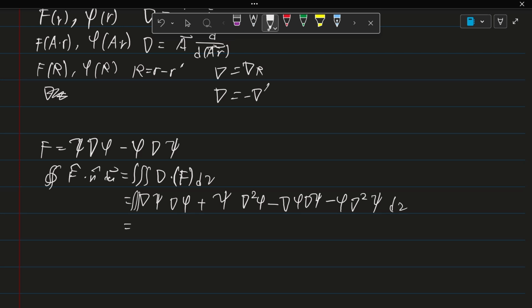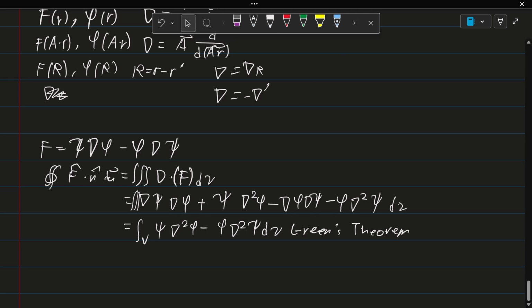So this would be the same thing as taking the triple integral of psi nabla squared phi minus phi nabla squared psi dV. And this is what we call Green's theorem. It will later be useful to know about this Green's theorem because this is where the definitions of most physical quantities come from.